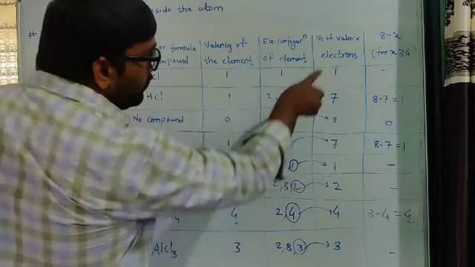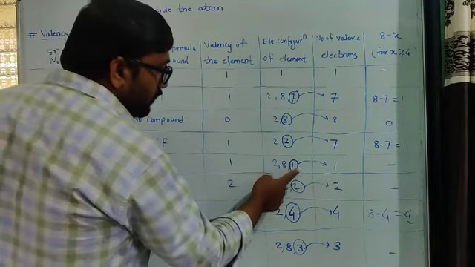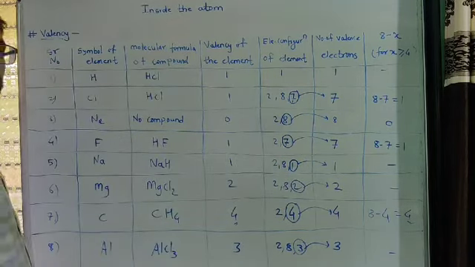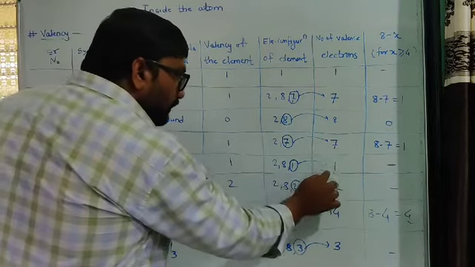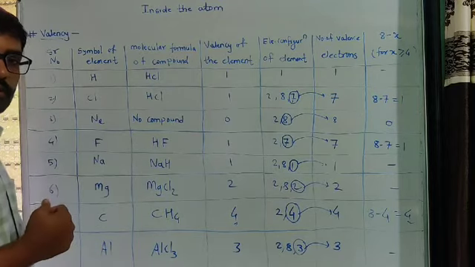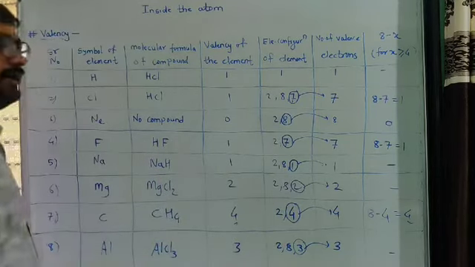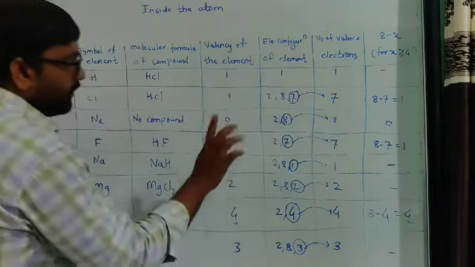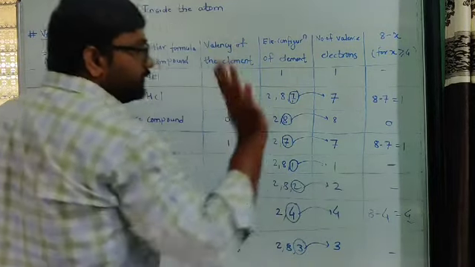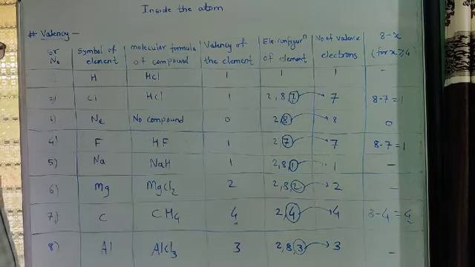So the number of valence electrons: valence means outermost shell electrons. Look at 1, only one electron is present in the outermost shell. So we know if this valence electron number is less than 4, then that number itself is the valency of that element. So that is why 1 is the valency of the sodium element, and there is no need to use this formula here, because this formula is for electrons greater than 4.